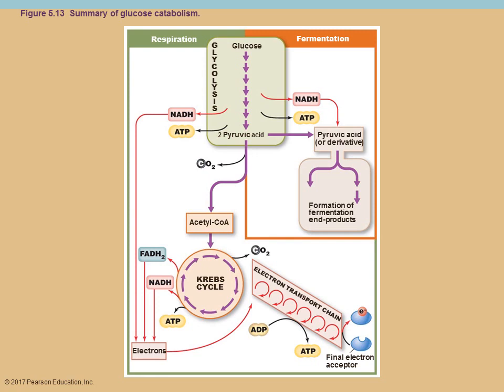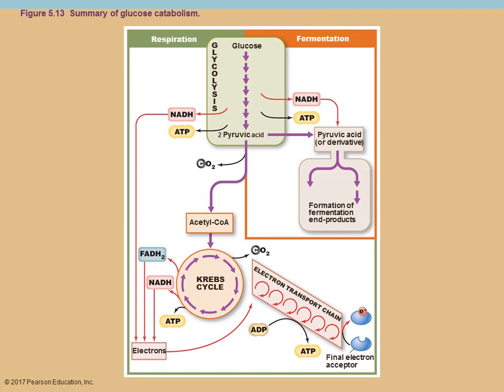So what determines whether a cell goes through fermentation or respiration? It's going to be whether oxygen is present or not. If oxygen is not present, then a cell, if it's capable, will carry out fermentation. It's going to take that pyruvic acid and break it down. There are a couple of different pathways it can go through, acid versus alcohol fermentation, and produce specific end products.